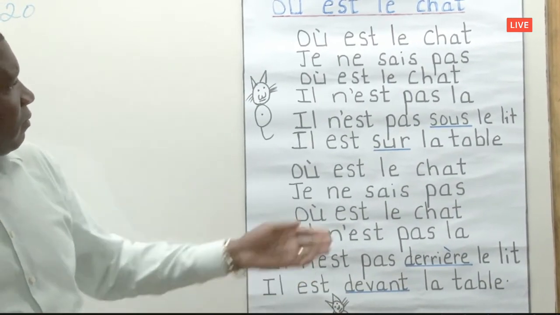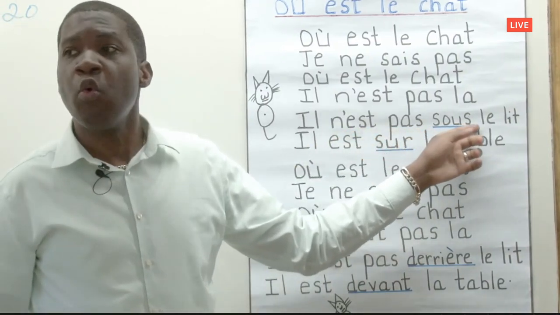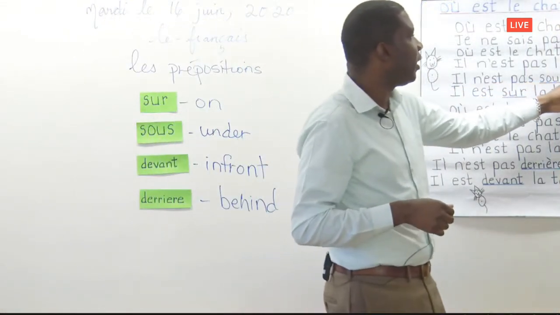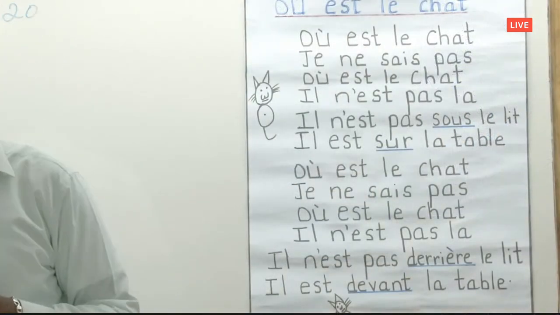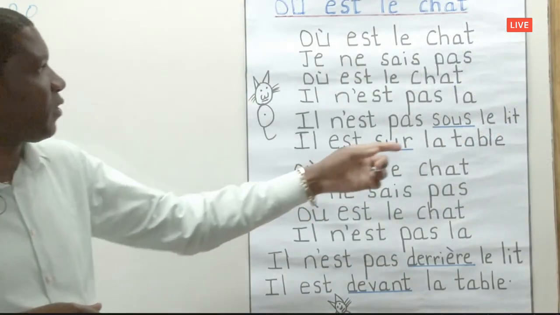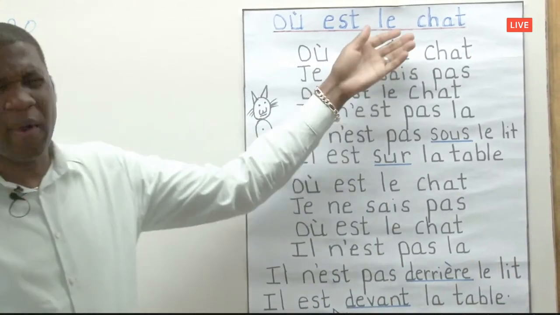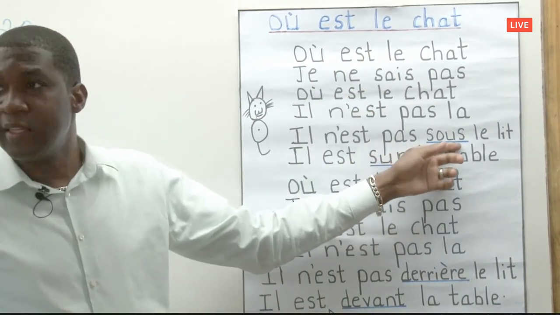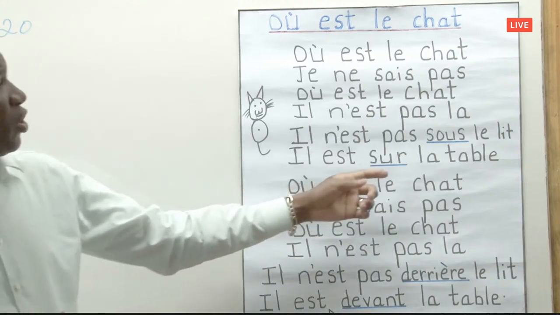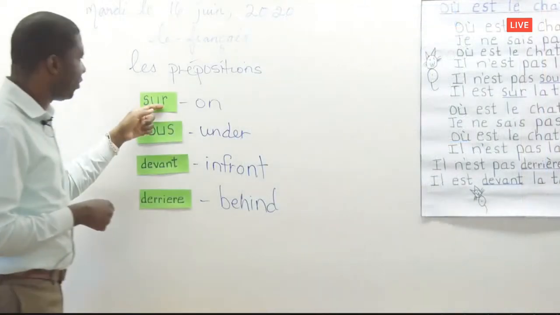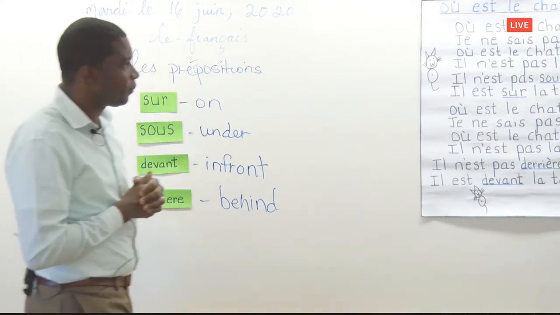Let's take the first one. Il n'est pas sous le lit. It is not under the bed. This is the first preposition. Remember we said, sous means under. So where is the cat? It is not under the bed. The next preposition we have, sur. Il est sur la table. It is on the table. Remember we said, sur means on.